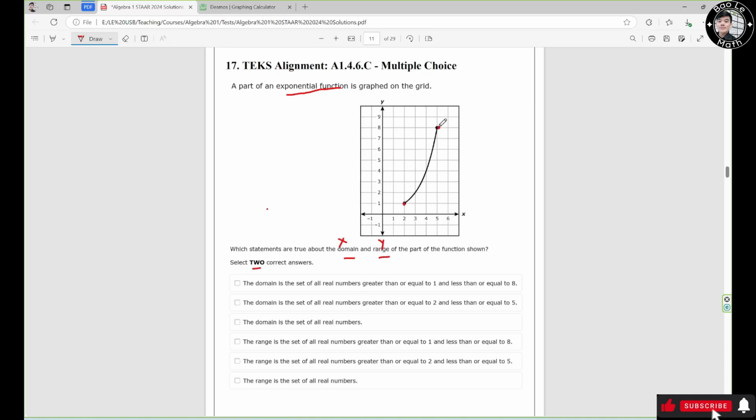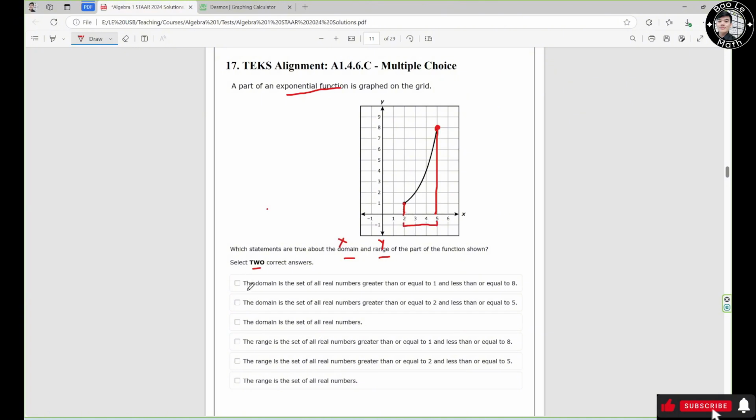2 endpoints, okay? Now, when it comes to the domain, we project down to the x-axis. Draw 2 lines down to the x-axis. So the domain should be from 2 to 5. Now, since we have the closed circle right here, it means we need to include the endpoints. The endpoints are 2 and 5.